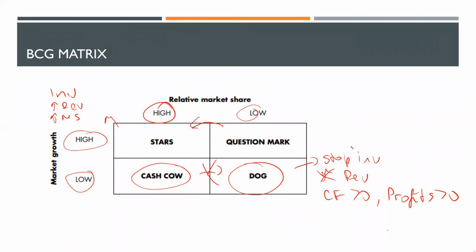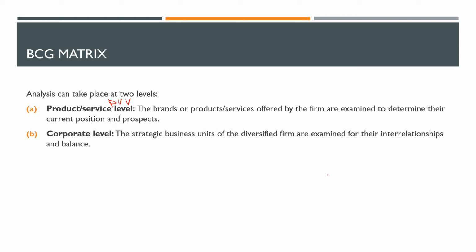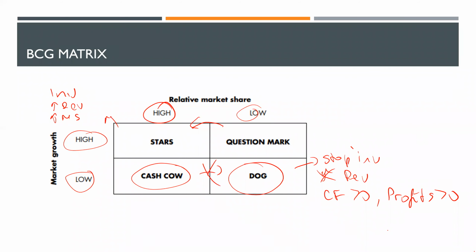So in Boston Consulting Group's matrix, the analysis will be taken at two levels. So it's product or service level or division level. And brands and products will be examined to determine the current position and prospects. And please don't think that each and every product should be a cash cow. Cash cow is a great product because it has high market share and it has a low growth potential, but it doesn't really need that because it is still profitable enough.